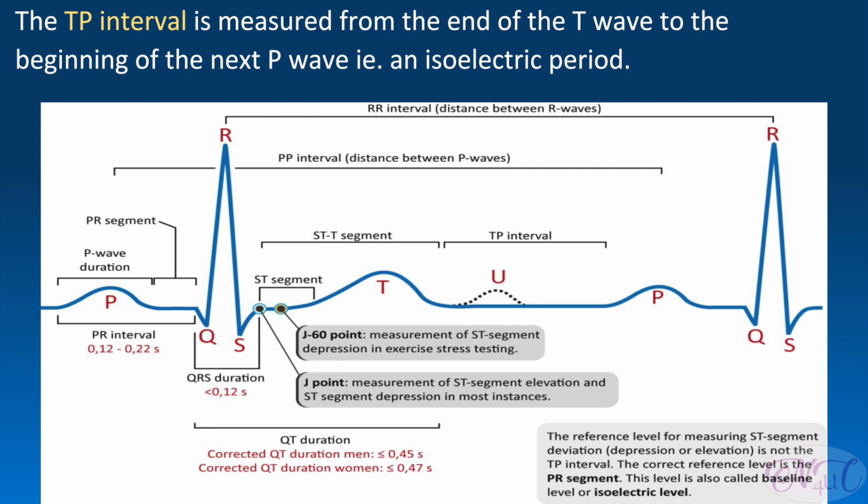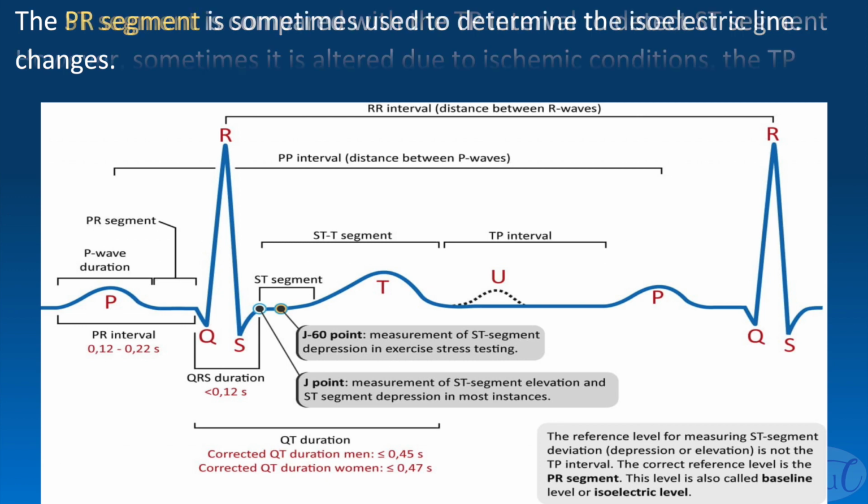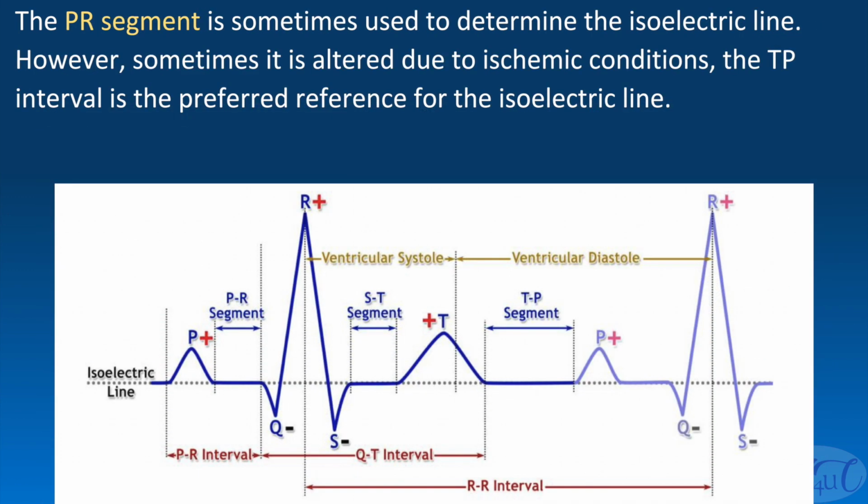The TP interval is measured from the end of the T wave to the beginning of the next P wave, that is also called an isoelectric period. When no electrical activity is detected, the line on the graph remains flat. This is called the isoelectric line. The ST segment is compared with the TP interval to detect ST segment changes. The PR segment is sometimes used to determine the isoelectric line. However, sometimes it is altered due to ischemic conditions. The TP interval is the preferred reference for the isoelectric line.